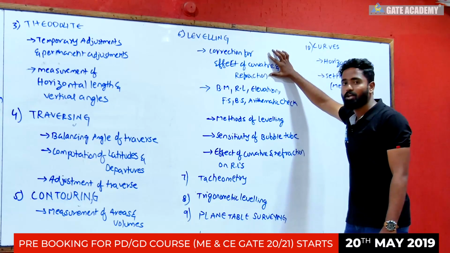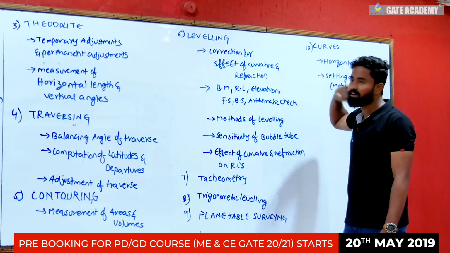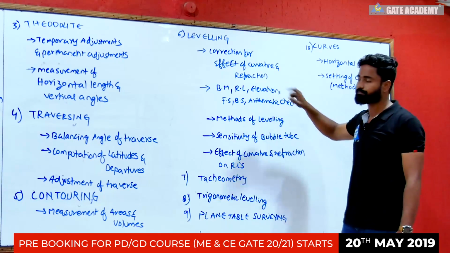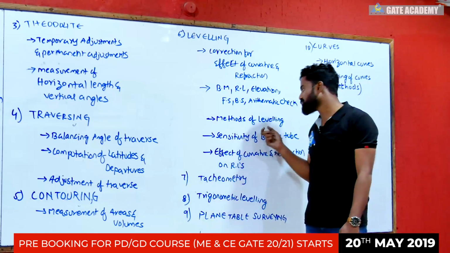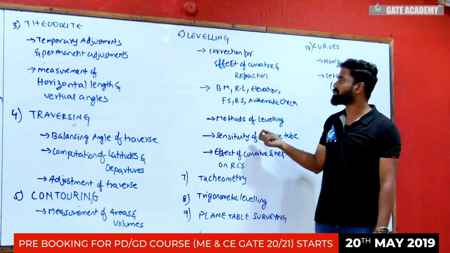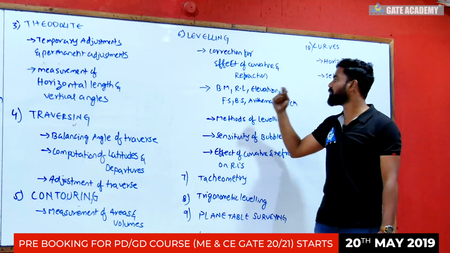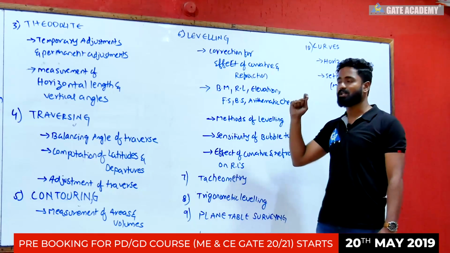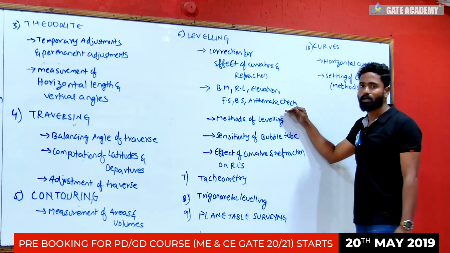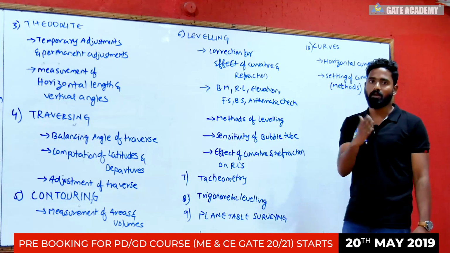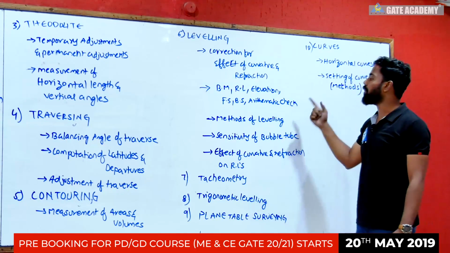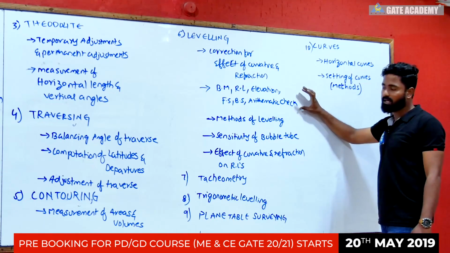In leveling, you have to correct all the levels based upon the effect of curvature and refraction. And there are methods of leveling, the height of instrument method or the rise and fall method. What is benchmark, what is reduced level, what is elevation, what is foresight, what is back sight, what is intermediate sight, what is height of instrument, and the arithmetic check, that is, summation of foresight minus summation of back sight is equal to last RL minus first RL. All those things will be seen as the arithmetic check.